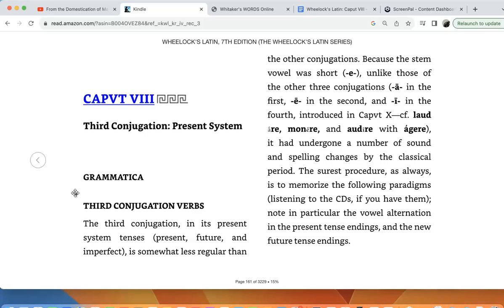Today we have chapter 8, third conjugation, present system. And this is going to be the topic of verbs.